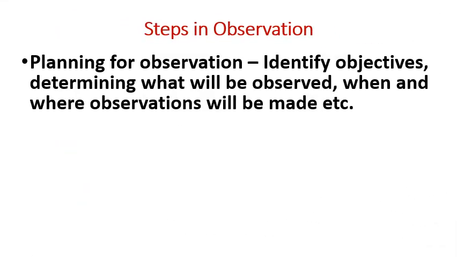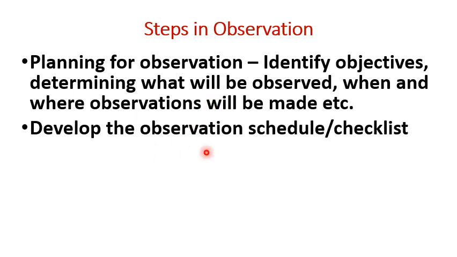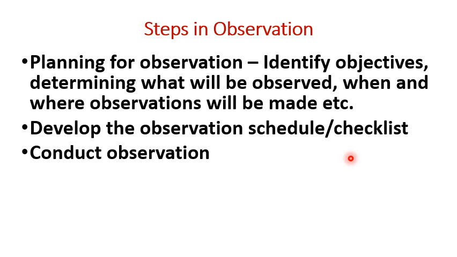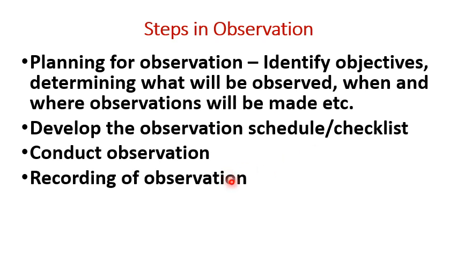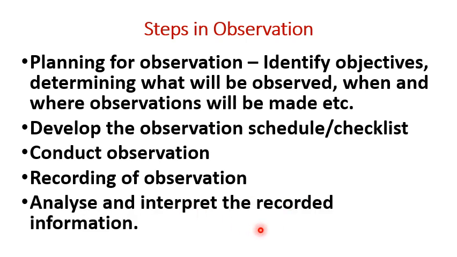Then what are the steps in observation? First one, planning for observation. We have to identify the objectives of observation, determining what will be observed, when and where observation will be made, etc. Then second one, develop the observation schedule or checklist which contains the elements of observation or what is to be observed. Then conduct observation. Then recording the observation. The observation result is to be recorded in a proper format. Then analyze and interpret the recorded information is the last stage.